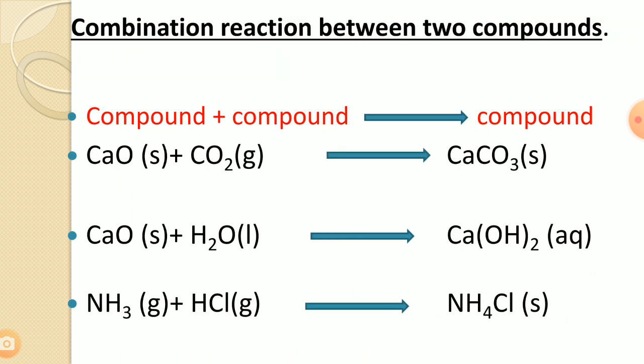Now we have the third type, between 2 compounds. Like calcium oxide reacts with carbon dioxide to give calcium carbonate. Calcium oxide reacts with water to give calcium hydroxide. Ammonia reacts with hydrochloric acid, HCl, to give ammonium chloride.